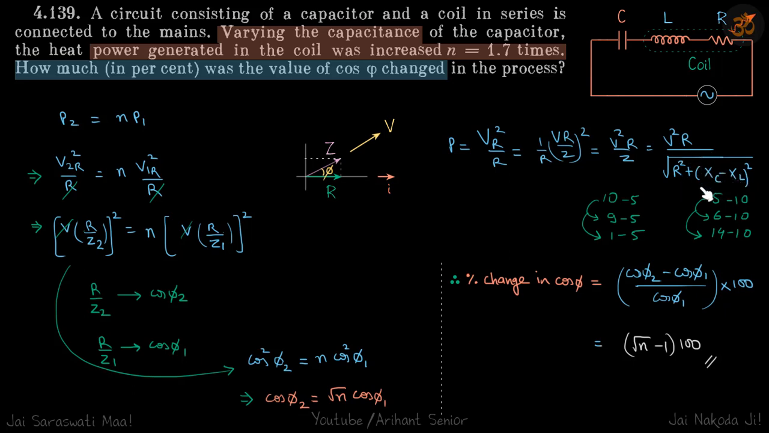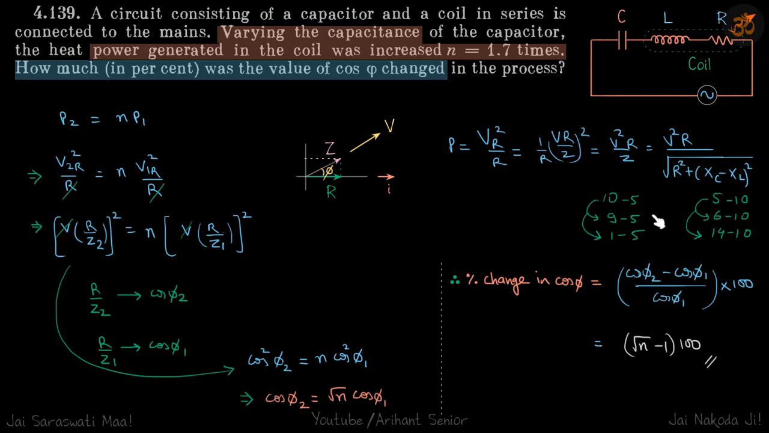We are varying capacitance. So let's say initially XC was 5 and XL was 10. If we increase XC to 6, this term in the denominator becomes 4. And if we increase it to 14, then also the denominator remains the same. So on increasing it to two different values, we still get the same result, where the denominator is now less and power is increased. Another example is when XC is 10 and XL is 5. If we reduce XC to 9, then also the denominator is 4. If we reduce it to 1, then also the denominator is 4 square. So it doesn't matter whether we are increasing or decreasing it, and by how much, that is immaterial.